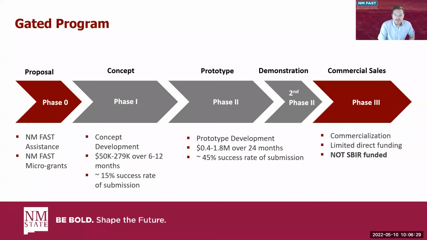And then the phase 3 is that commercialization. It is not directly SBIR funded, but there are opportunities for direct funding through maybe Department of Defense opportunities, maybe procurement cycles and contracts, things like that.